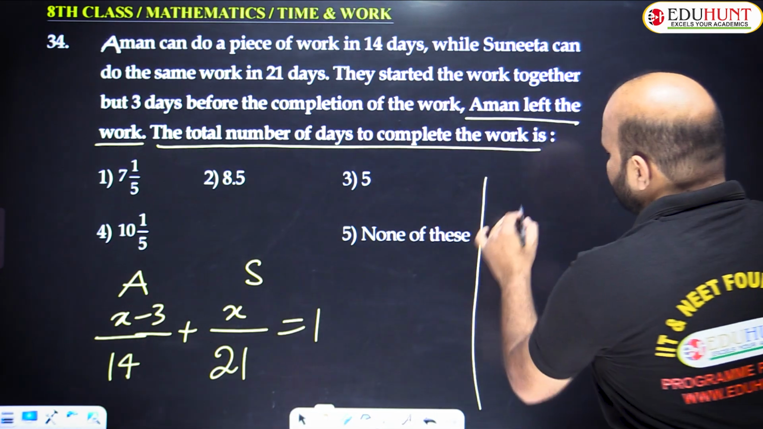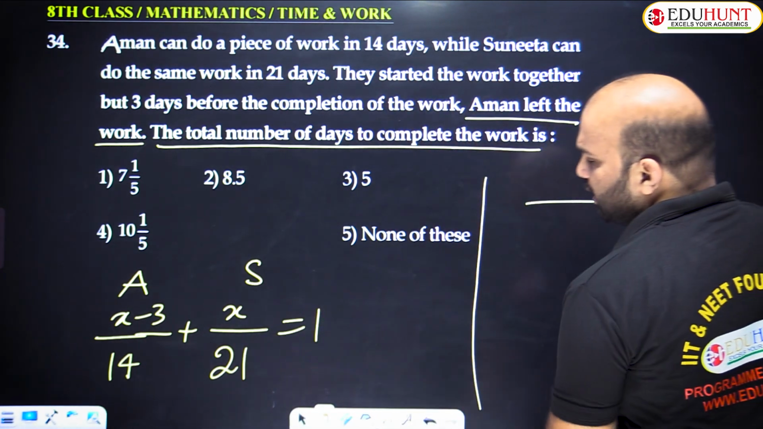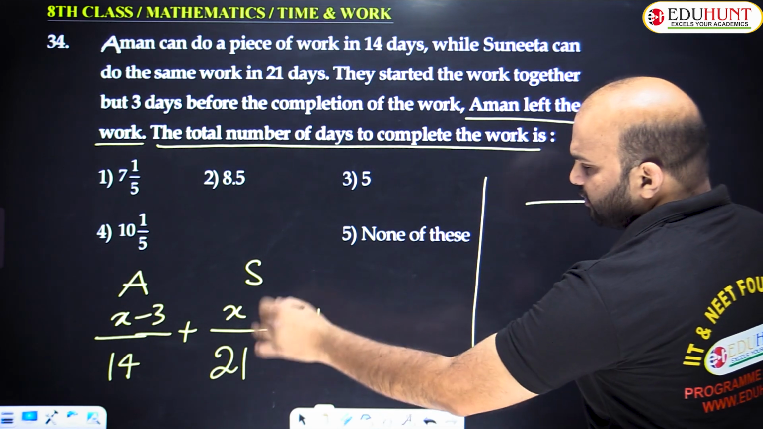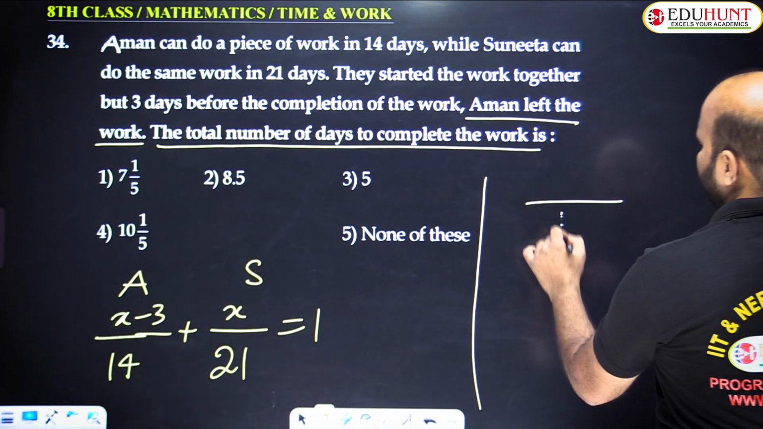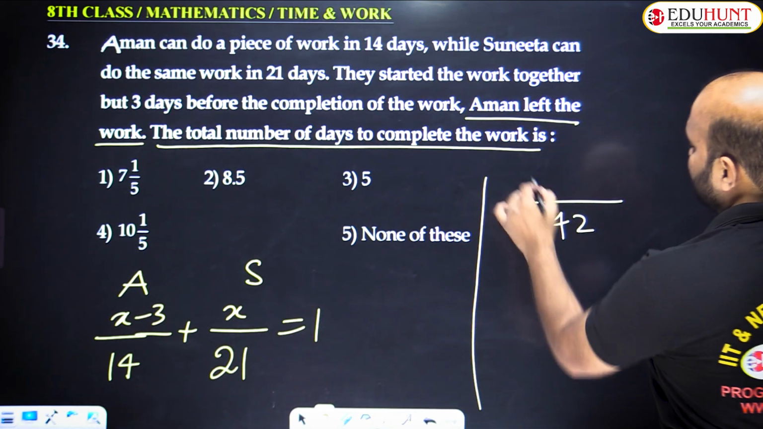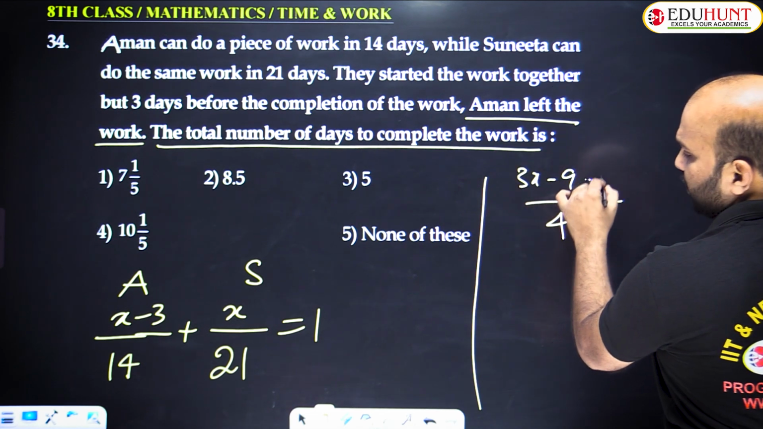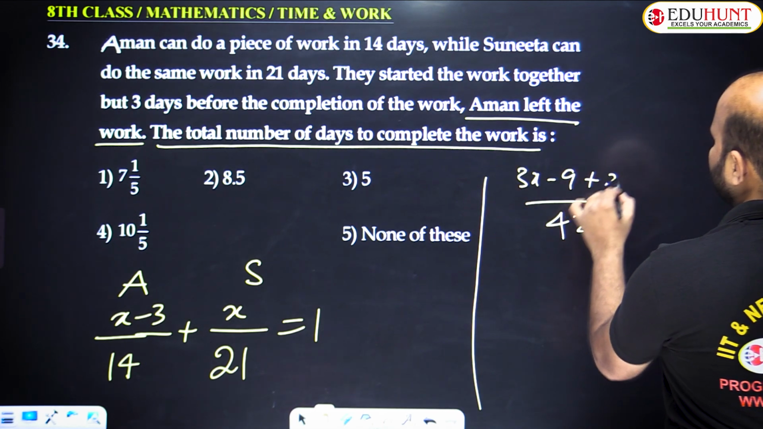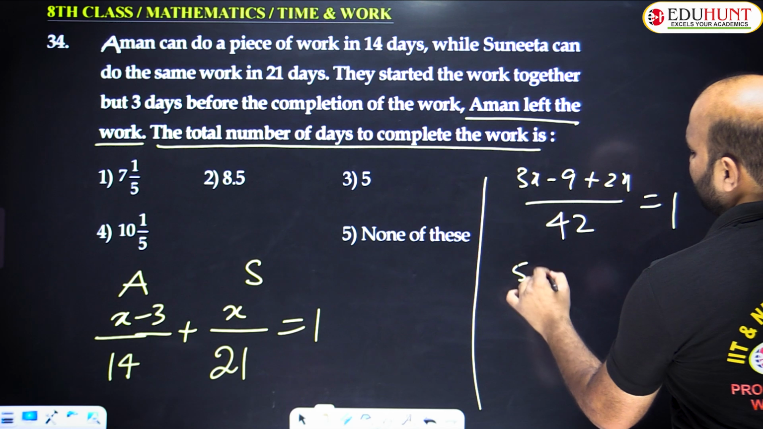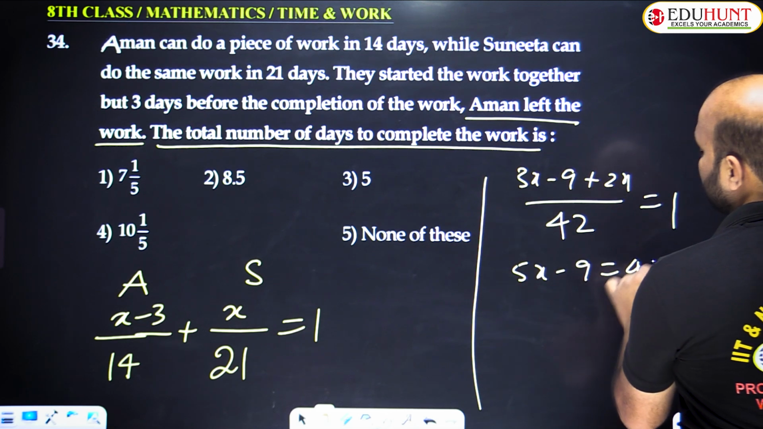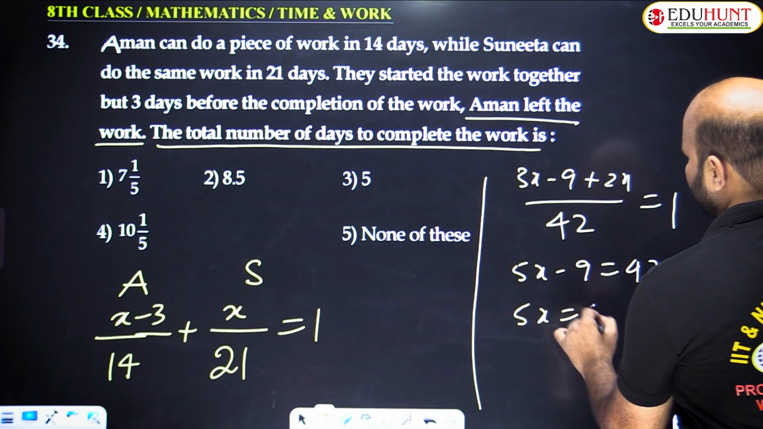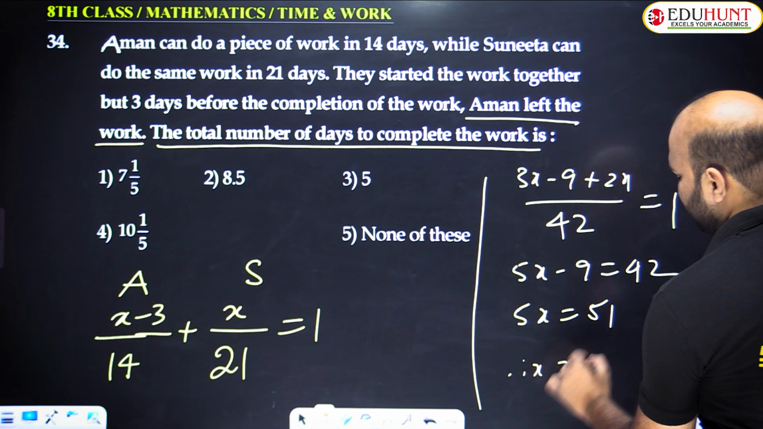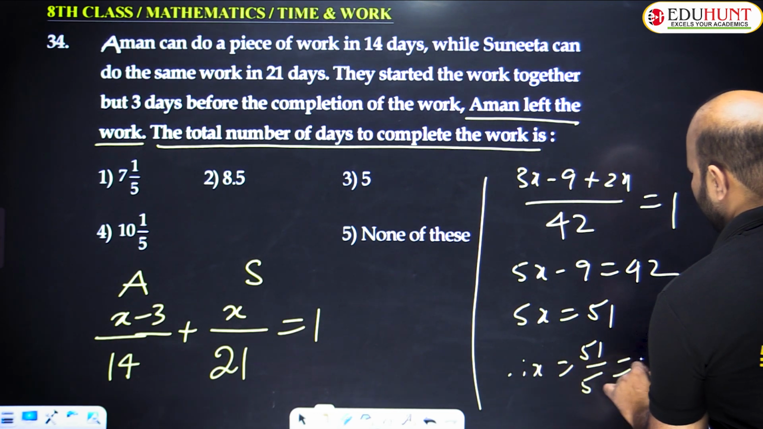Am I clear? So what is the LCM of these two numbers, 14 and 21? The highest common factor is 7, 7 twos are 14, 7 threes are 21, so 42 is the LCM. So 3 times (x minus 3) is 3x minus 9, plus 2 times x, 2x, equals 42. So 5x minus 9 equals 42. Therefore 5x equals 51. Therefore x is 51 by 5, that means 10 and 1 by 5 days.